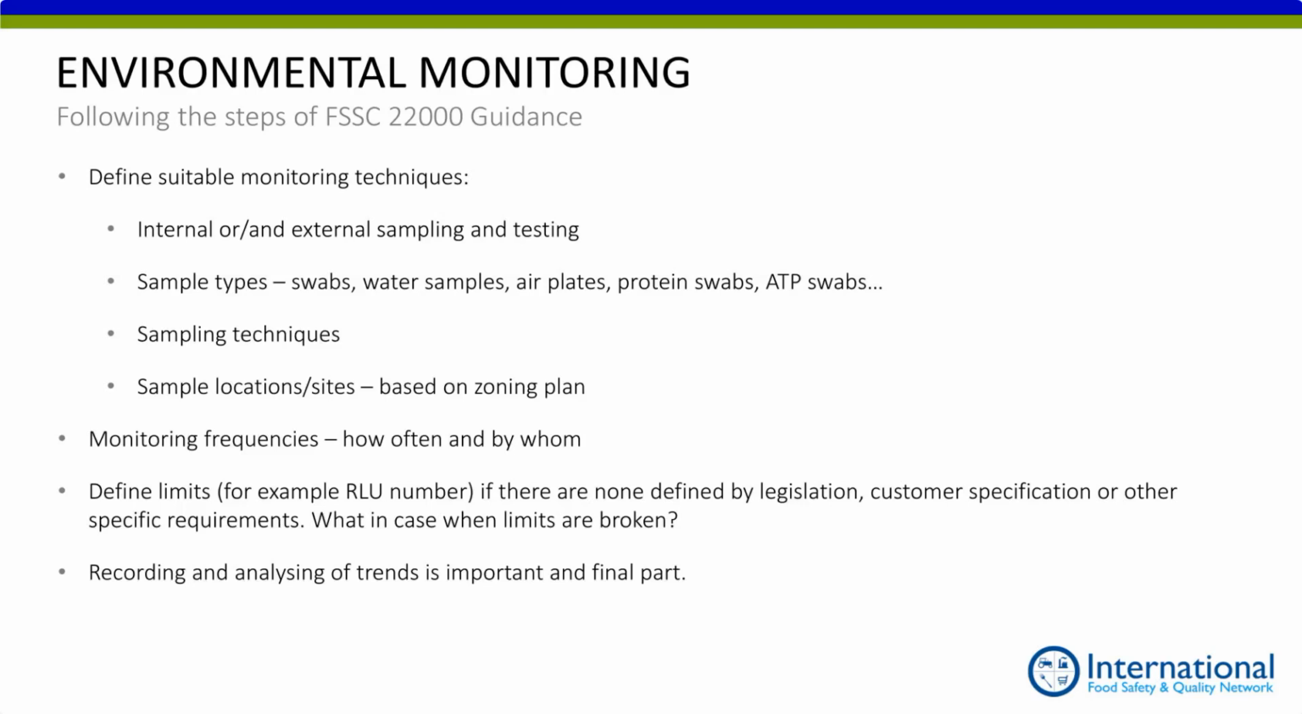Will you be doing your own internal sampling and testing, meaning that you have an internal laboratory? In many dairies and big meat industries, you will have an internal laboratory, but in some cases, you will use an external laboratory to do the testing. Then you need to think about which type of testing. Will you use only swabs? Will you test, of course, water samples? Will you use air plates, or maybe just protein swabs or ATP swabs, or any fast swabs that detect a specific kind of microorganism? Then you need to think about sampling techniques, where, when, how, etc.